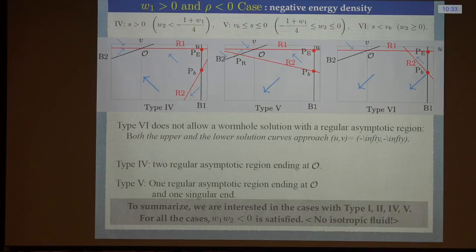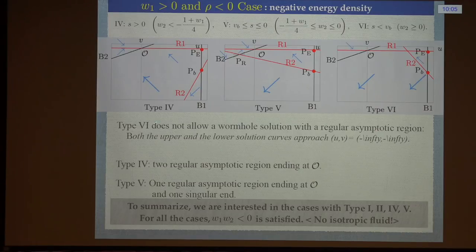Okay, for the negative energy density case, we can also divide into three different cases, 4, 5, 6, and you can find that type 6 has no asymptotically flat regions, and type 5 has one asymptotically flat region, and you can find that for type 4, both ends are asymptotically flat.